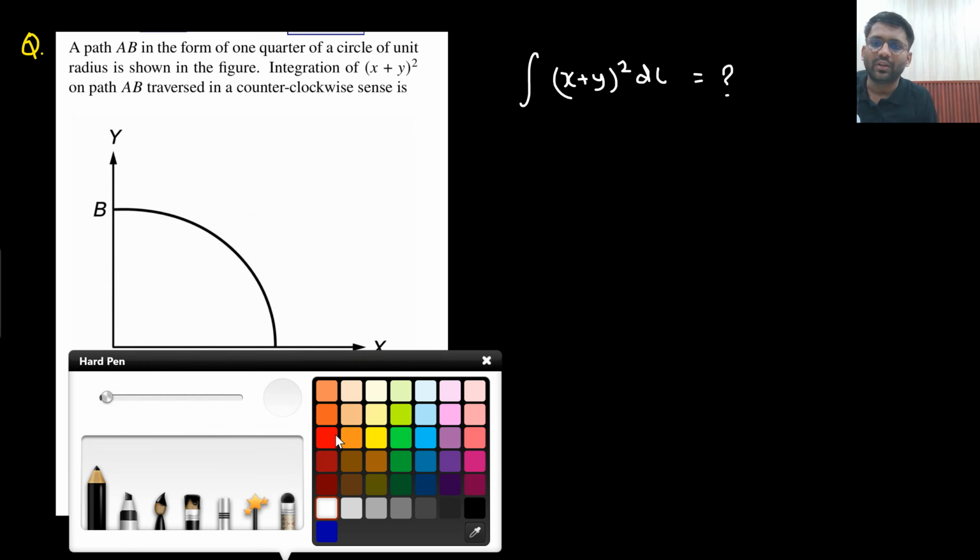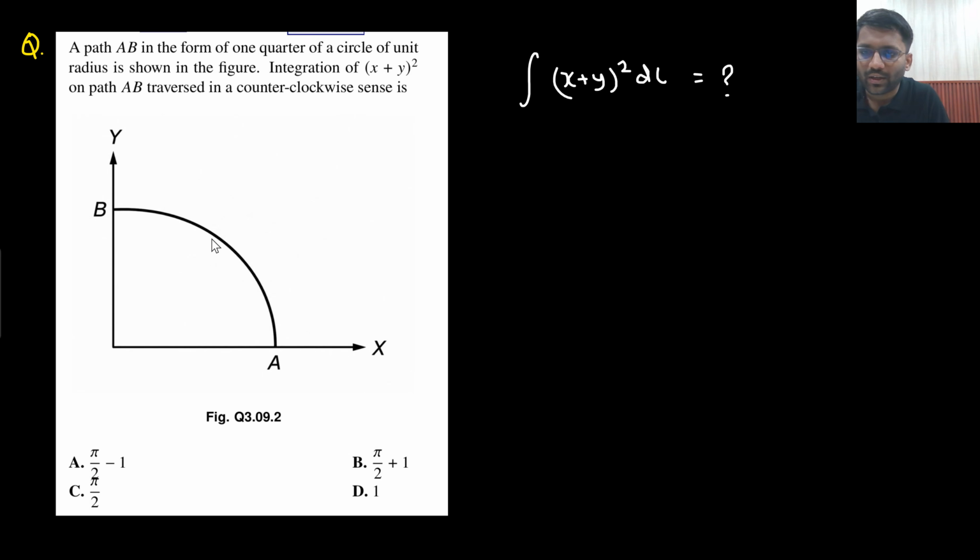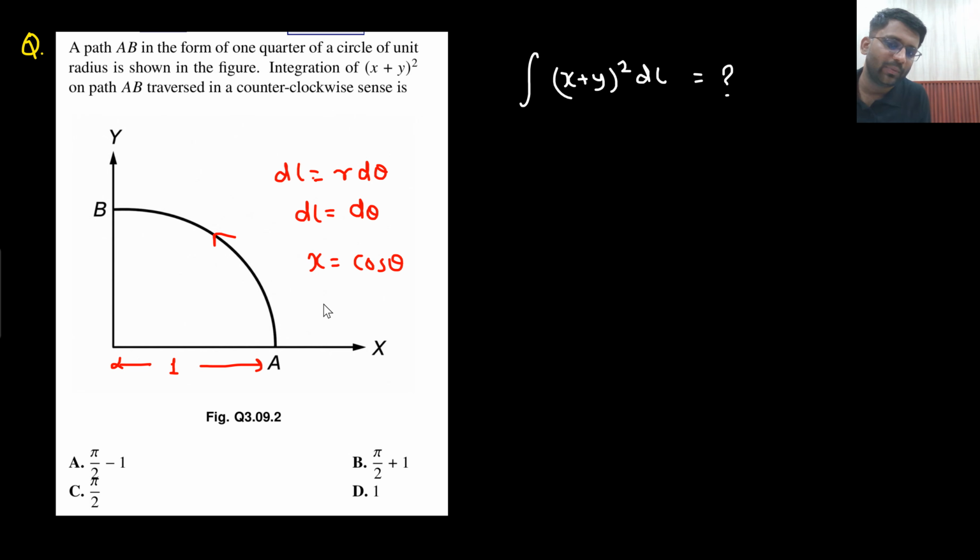So when you are moving from A to B, did they give the direction? Counterclockwise, yes, counterclockwise. With the radius also they have mentioned unit radius. So when you are moving from A to B, what is changing? Sir, theta is changing. So in the direction of theta, how much do you move? We move r d theta. And what is the value of r? The value of r is 1 only. What is the value of x? x will be r cos theta. And what will be y? y will be r sin theta.